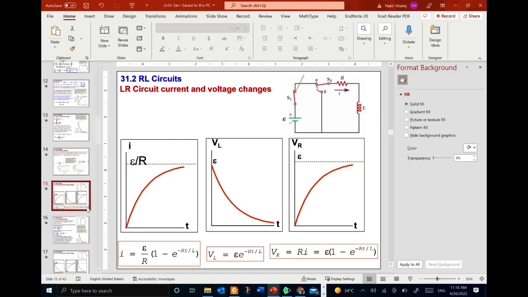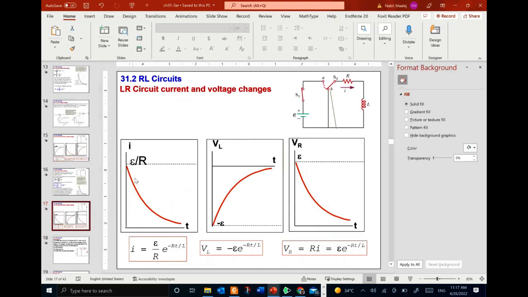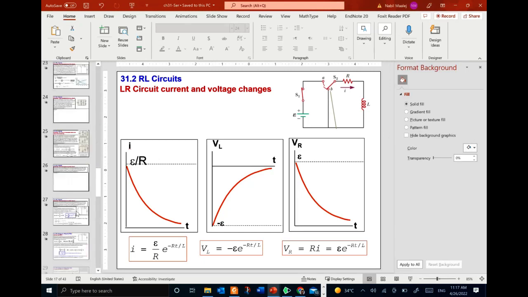The current rises exponentially, the voltage through the resistor rises exponentially, and the voltage through the inductor decays exponentially. Now, after energizing this inductor, if you disconnect it from the battery and connect it through the resistor here, the current will decay exponentially. It will be the initial current times exponential of minus t over tau, and tau is L over R. The voltage through the resistor will also decay exponentially, and the voltage through the inductor will rise exponentially from minus epsilon to 0. This is what we have done last time, and we did some circuits.